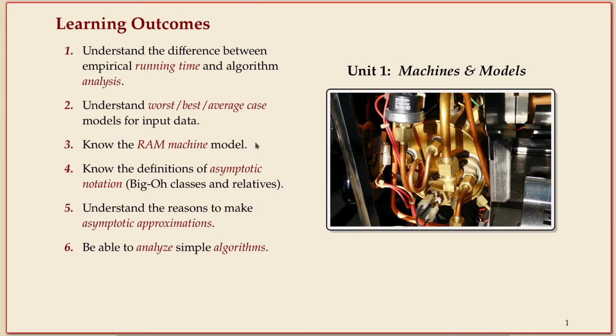We'll talk about the random access machine model and the big O classes. And we'll check on a few examples how we apply this. There will be more examples in the later units for specific topics and algorithms.